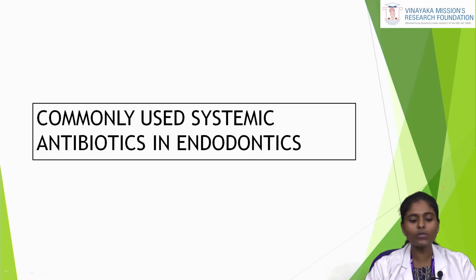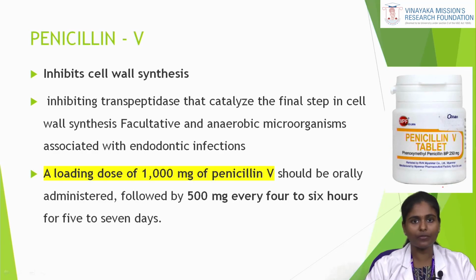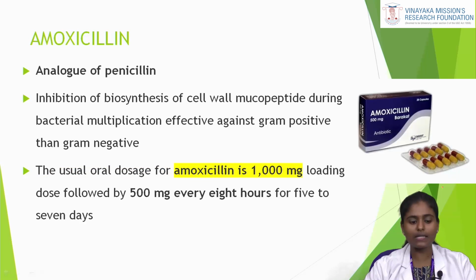Coming to the commonly used systemic antibiotics in endodontics. Penicillin V, as we all know, inhibits cell wall synthesis by inhibiting the transpeptidase enzyme, and a loading dose of 1 gram penicillin V should be orally administered, followed by 500 milligrams every 4 to 6 hours for 5 to 7 days. Amoxicillin, an analog of penicillin, inhibits biosynthesis of cell wall mucopeptide during bacterial multiplication, and is effective against gram-positive and gram-negative organisms. The usual dosage of amoxicillin is a 1 gram loading dose, followed by 500 mg every 8 hours for 5 to 7 days.